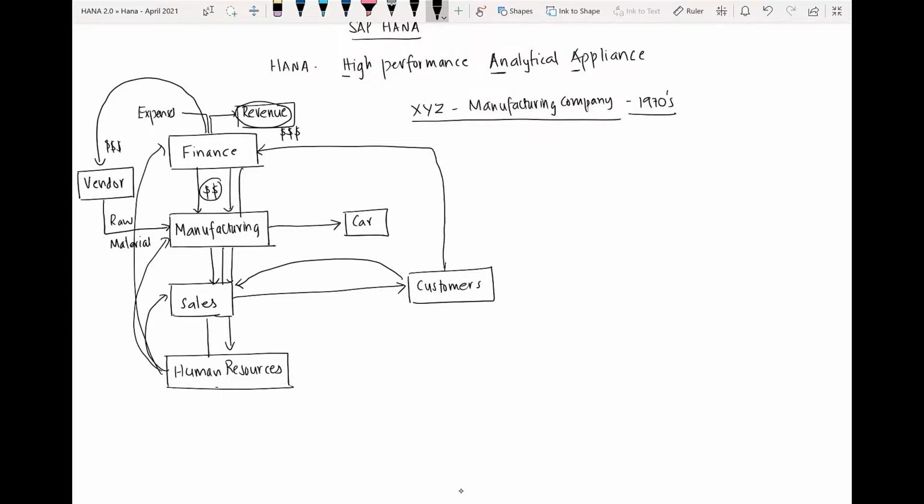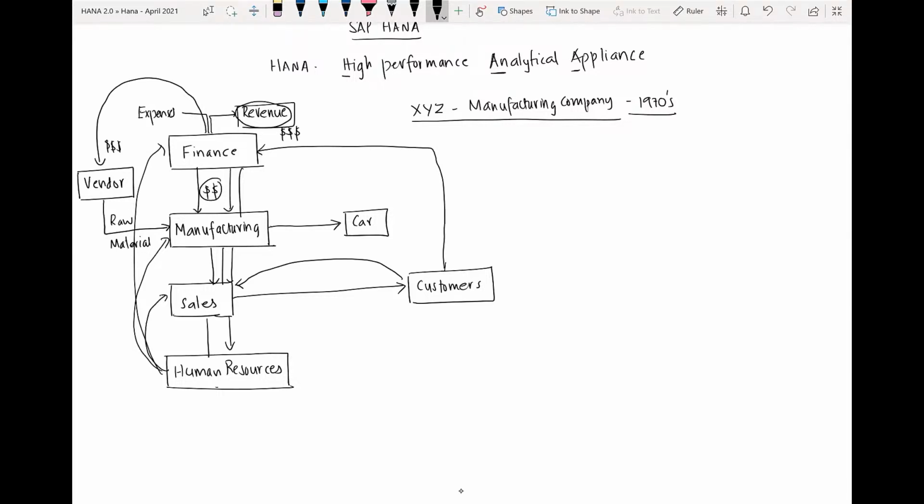So for creating this car, in this particular example, the manufacturing team has to work with the sales department, which has to work with the finance department, which has to work with the human resources department. This is what happens at a very, very high level in any organization. There is a tight integration that needs to be performed between different departments in an organization.